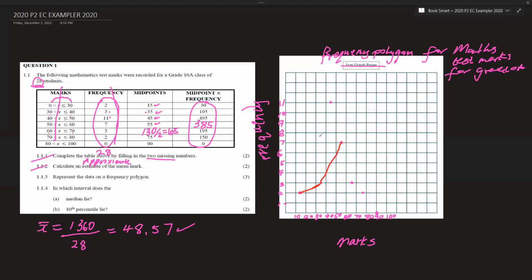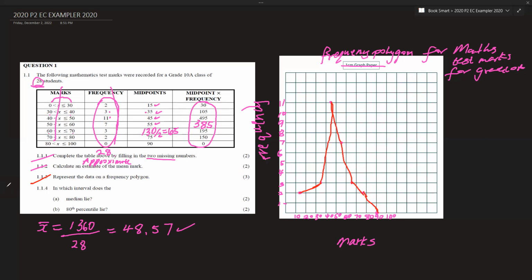Oh, sorry, we have to do this one first. That one going up. Then we're going to come here. Then you go to that one, that one, that one. So you're joining the points, creating straight lines, joining the points together. Does that make sense? Then this should be your frequency polygon. Okay, perfect.